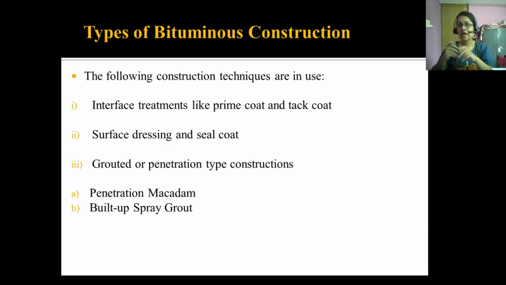So we have different types of bituminous construction. A number of types and methods are in use for bituminous pavement construction, and it is attempted to broadly classify them based on the methods of construction. First, we have the interface treatment, which consists of the prime coat and the tack coat. Second is the surface dressing and the seal coat. Third is the grouted or penetration type construction. Under this we have the penetration macadam and the built up spray grout.